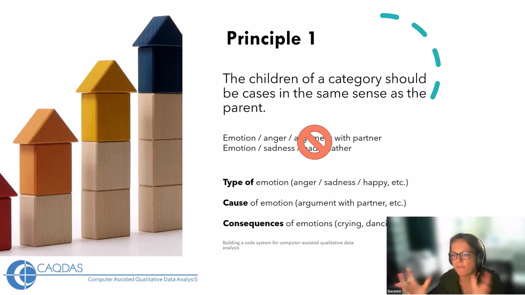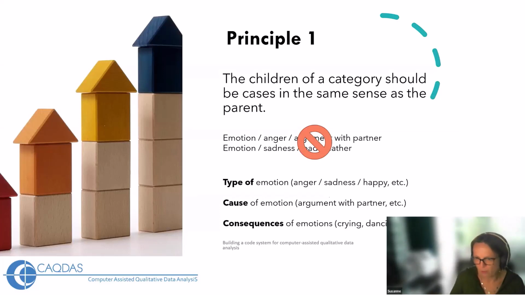If there is a sentence about, I'm very angry because I had an argument with my partner and we were throwing around the pots and pans or whatever, then you apply 3 codes. Not a code that has all of this, your type of emotion, cause of emotion, and consequence of emotion. So we double code or triple code in that instance. And that's what we can utilize later in the analysis.